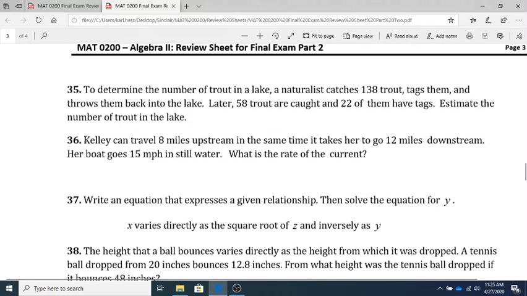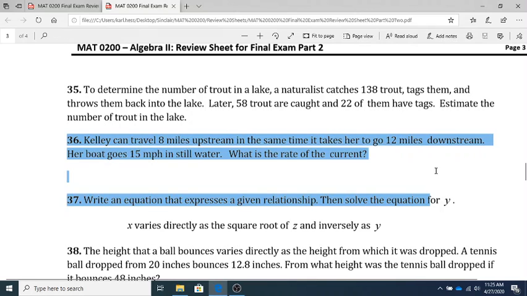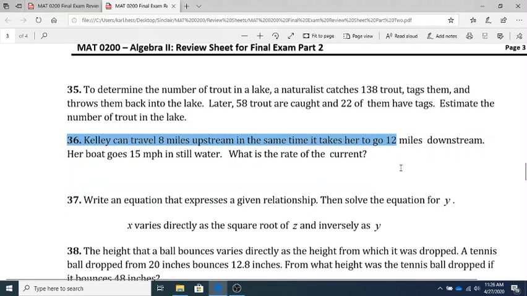Alright, 36. Kelly can travel 8 miles upstream in the same time it takes her to go 12 miles downstream. Her boat goes 15 miles per hour in still water. She must have a little motor on the back of her boat. Maybe a big motor. That's pretty quick. I mean, a small gas engine, I would say. Or a really good electric motor.